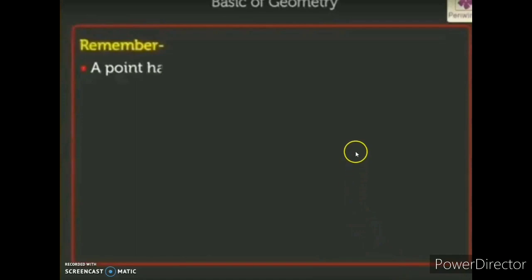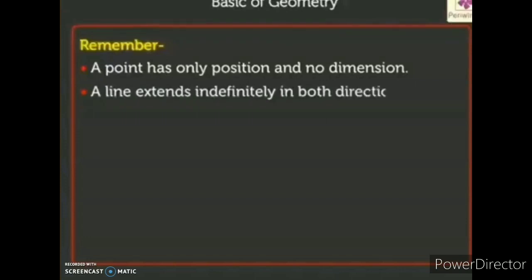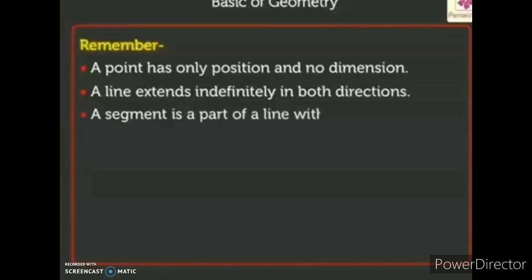So remember, children, a point has only position and no dimension. Okay? A point has no measurement, no length, breadth or height. Next, a line extends indefinitely in both directions. We cannot measure a line. Then a line segment is a part of a line with two endpoints.